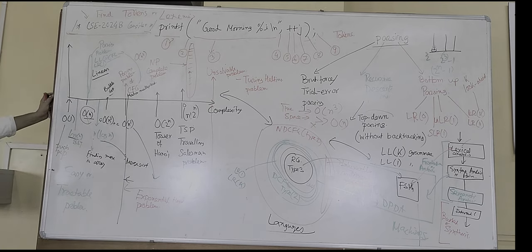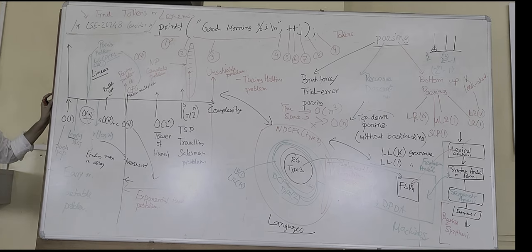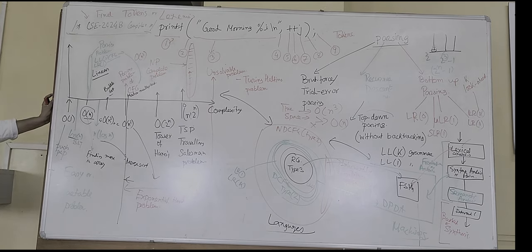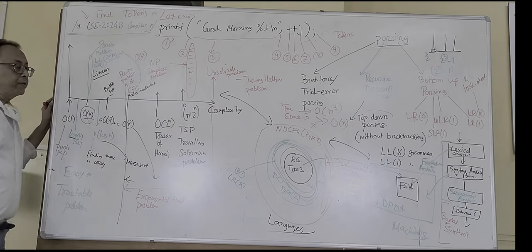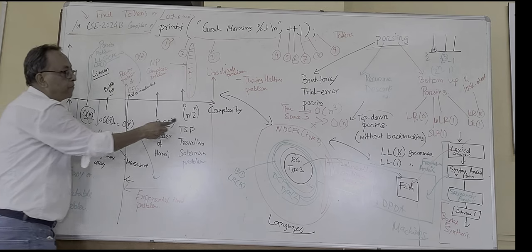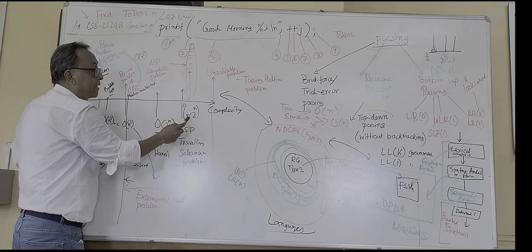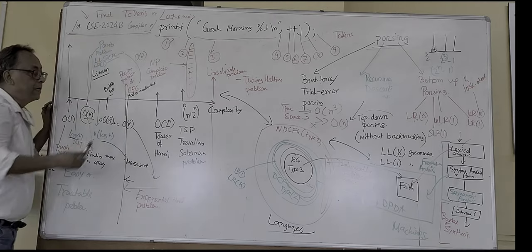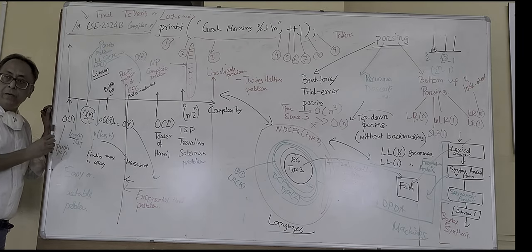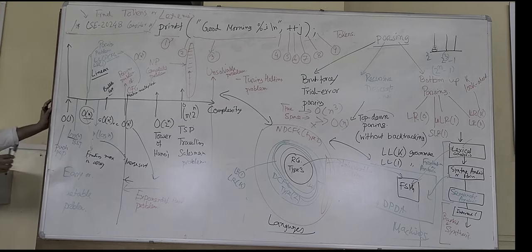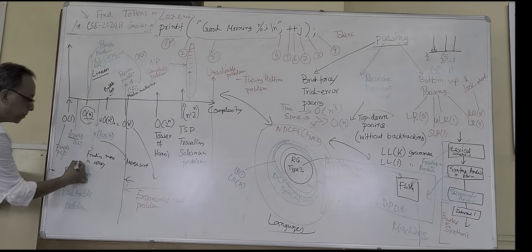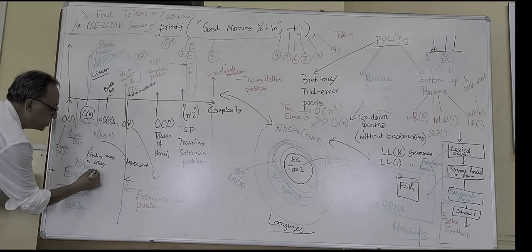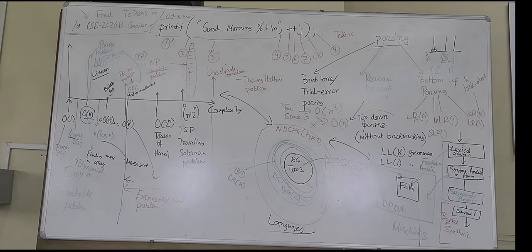Tower of Hanoi problem, because if you have n discs, the number of states will be 2 to the power n minus 1. Then for the traveling salesman problem, we try to find the shortest route, so it will be approximate. If it is factorial, it is much more. Any problem with O(n), O(n squared), O(n cubed), we call them polynomial problems, because we can find the solution easily. Easy problems, polynomial problems are all the same.